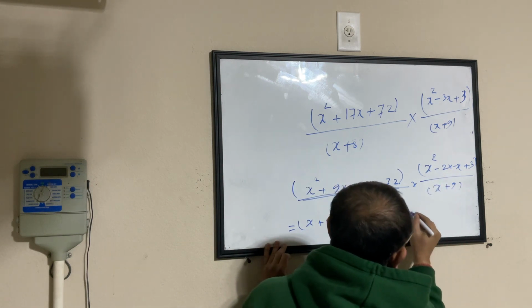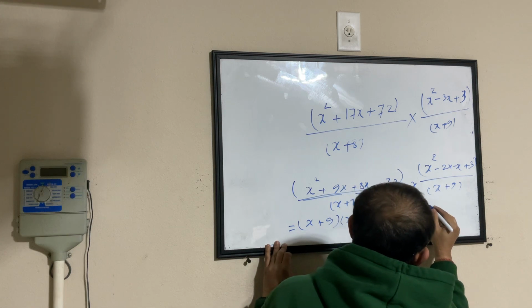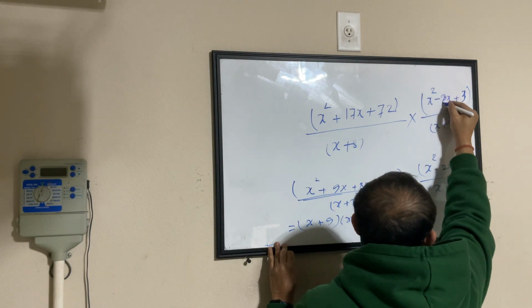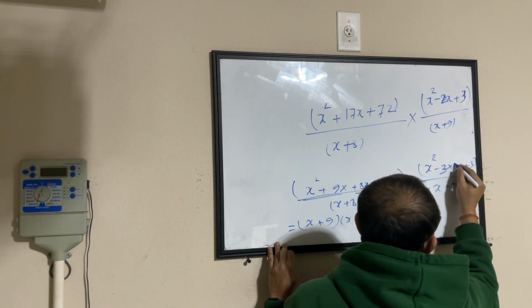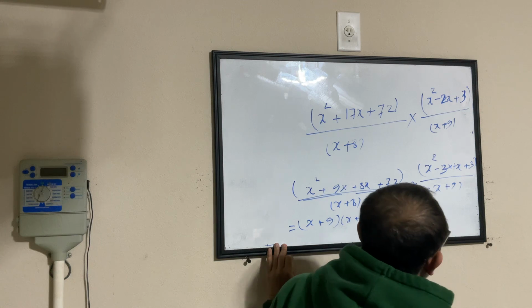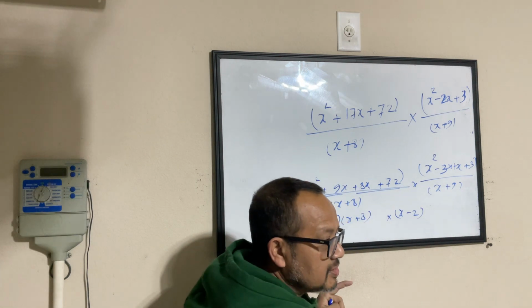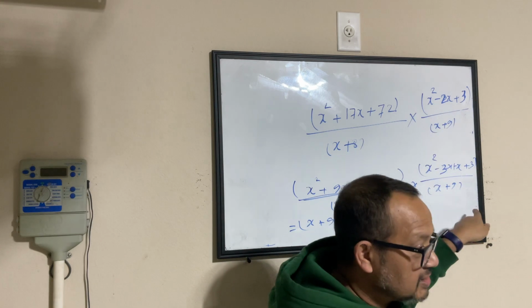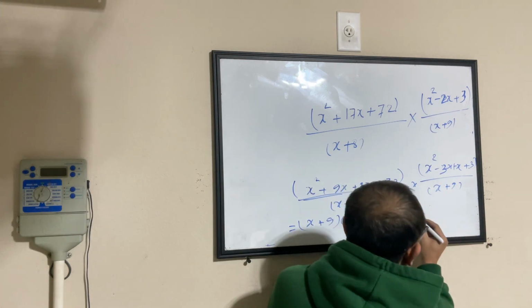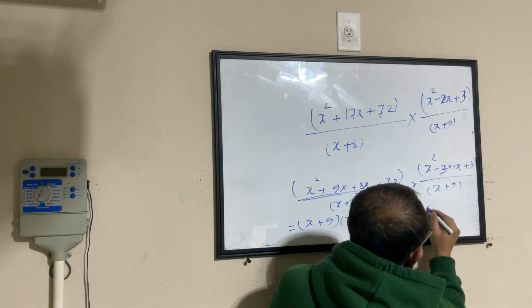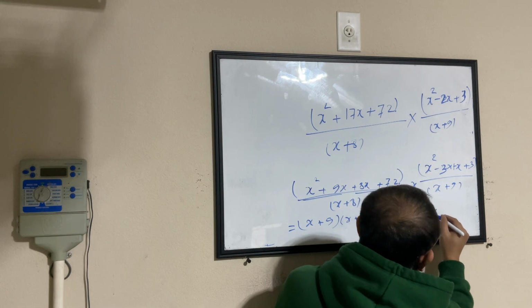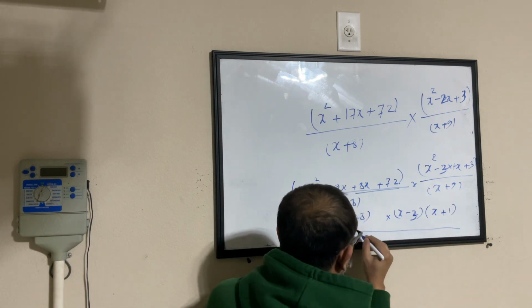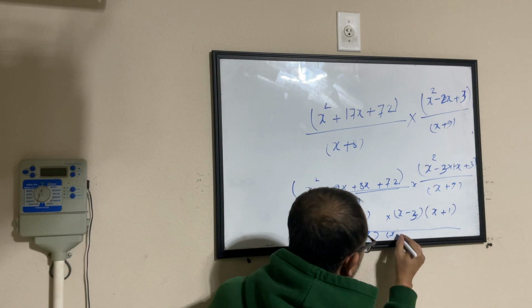This becomes x minus 2 into... No. You wouldn't have a 2, it'd be 1, right? Yeah. 3 minus 3 plus 1. Yeah, this will work. So x minus 3 into x plus 1 divided by x plus 8 and x plus 9.